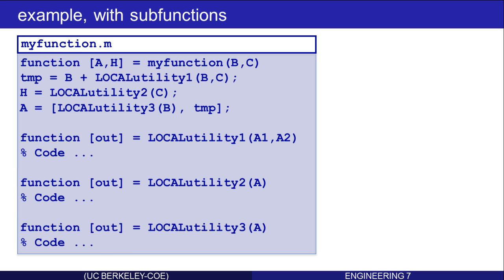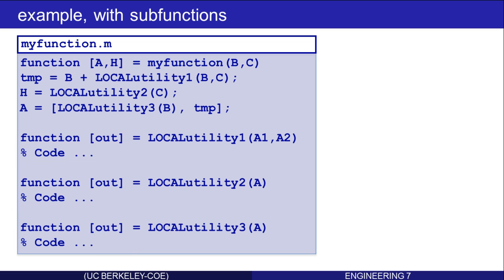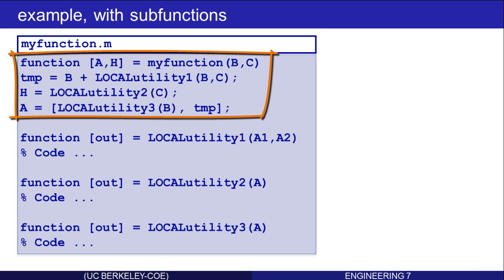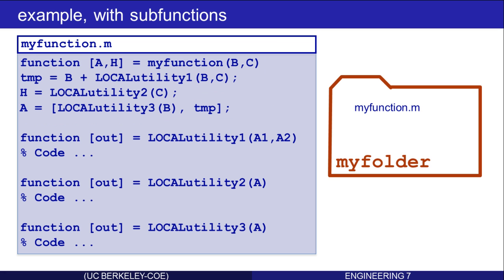Remember that all variables in a subfunction are local to it. Therefore, it's okay to have variables named the same across these subfunctions. There's no clashing. The variables are all separate. This gives us the convenience of functions. Notice the simplicity of the myFunction code itself. It's the same three lines, a call to utility 1, utility 2, and utility 3. But without the extra M files.